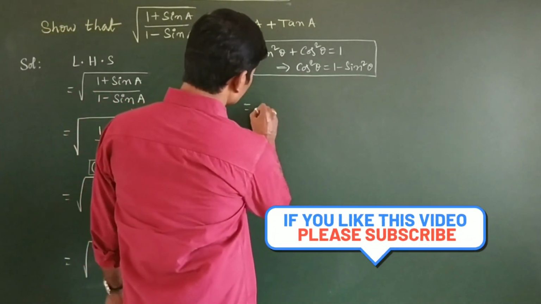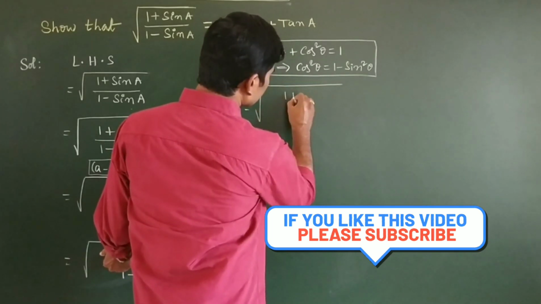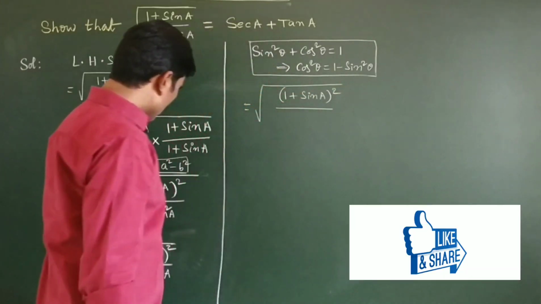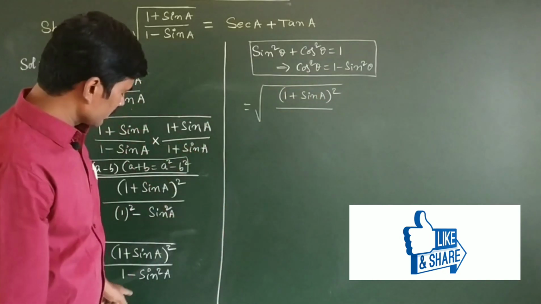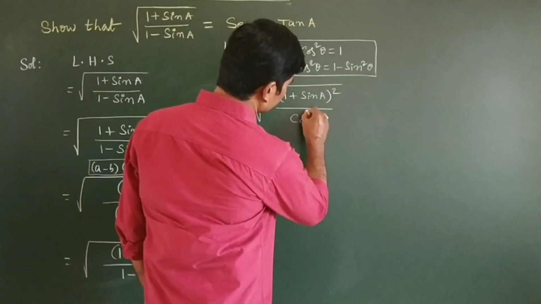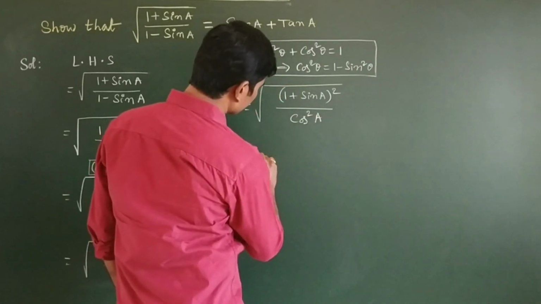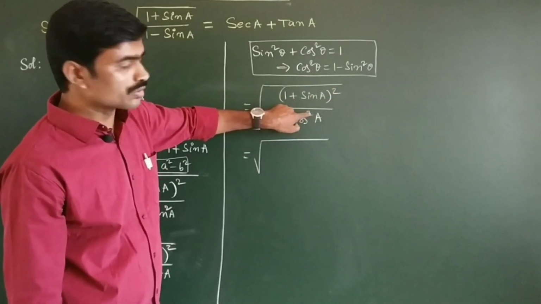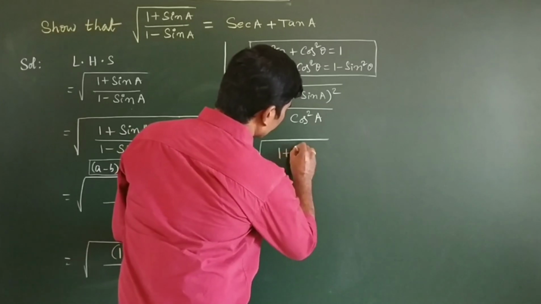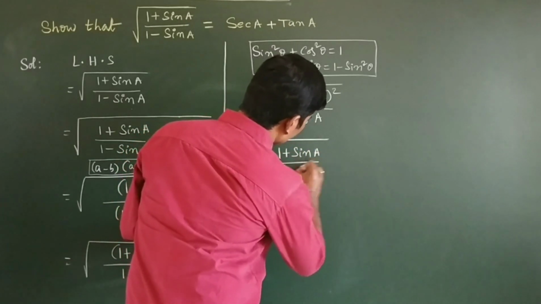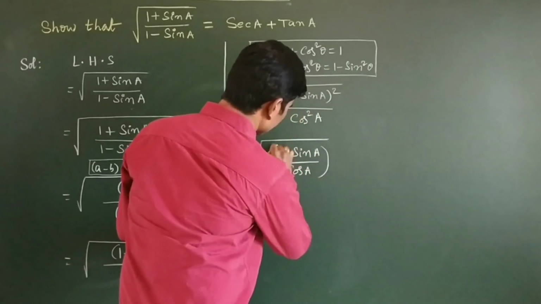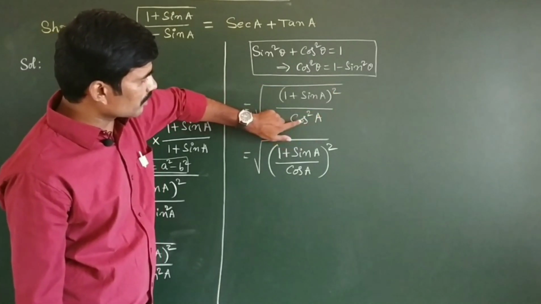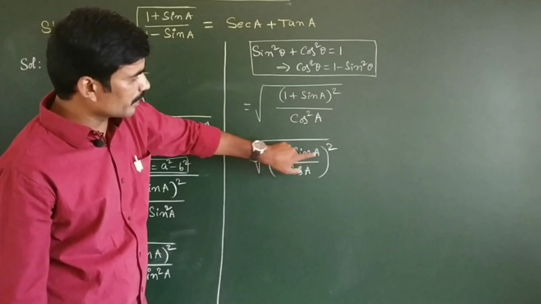So that is equal to (1 plus sin A) whole squared as it is, by cos squared A. Now it is in the form of a squared by b squared, so we can write a by b whole squared. That means (1 plus sin A) by cos A, whole squared.